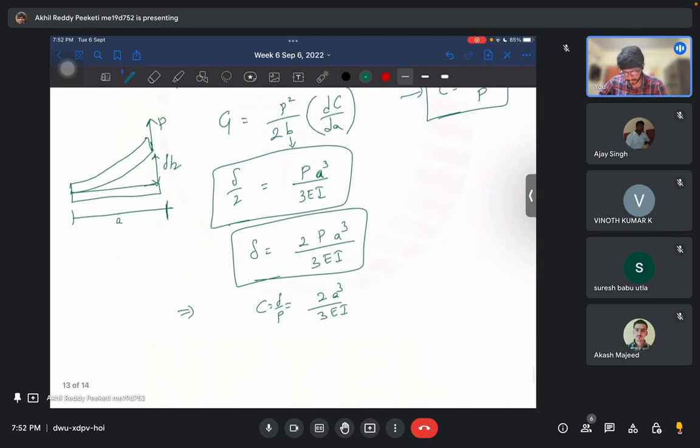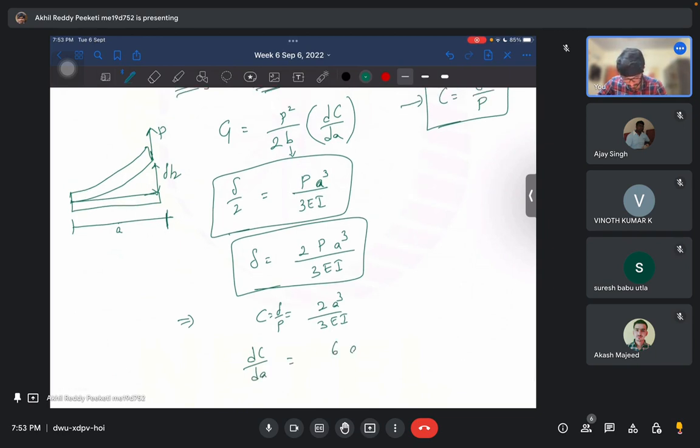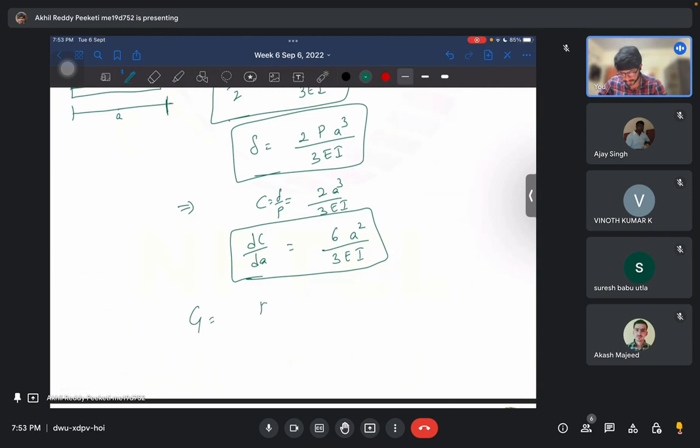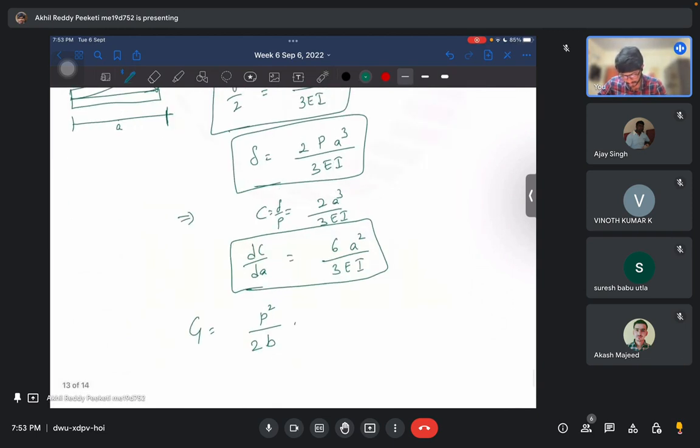Okay. Now to get G, first we want dC by da. So it would be 6a square by 3EI. Now the total energy release rate is P square by 2B into dC by da, which is 6a square by 3EI. So the 3 and 6 get cancelled. So P square a square by EI.